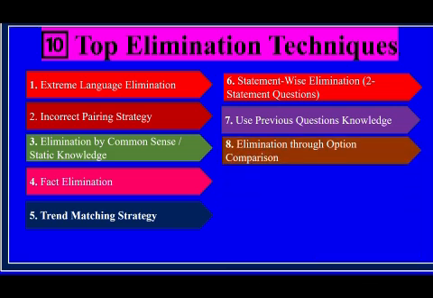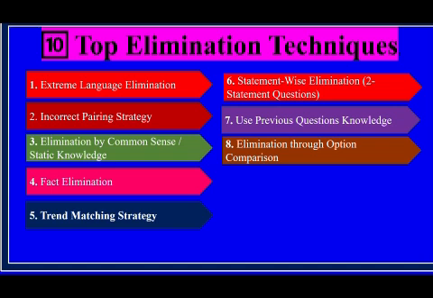The eighth strategy is elimination through option comparison. That is, if two options are near identical, one is likely wrong. For example, if A and C are the same, such as 1 and 2 only, 2 and 3 only, 1 and 2 only, 1, 2 and 3 only, you should eliminate the statement that is clearly incorrect. Then you can eliminate the incorrect option, two options will go away, and you can choose from the remaining two. So that is very much easy for you. You can eliminate through option comparison.